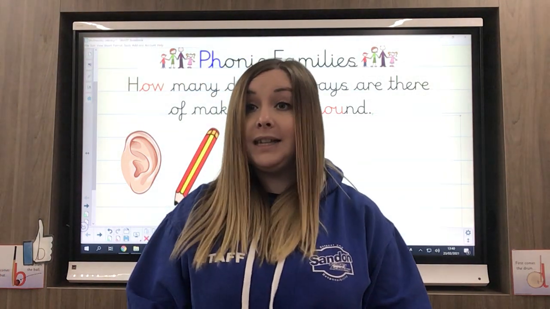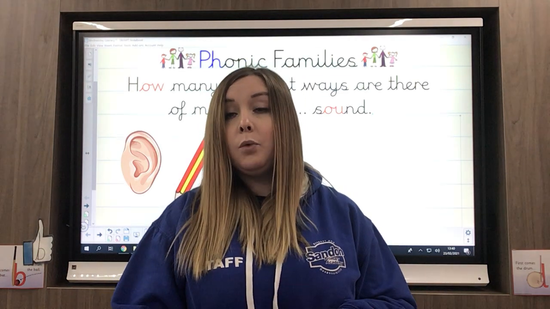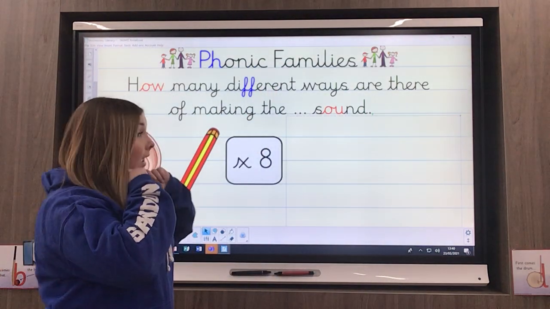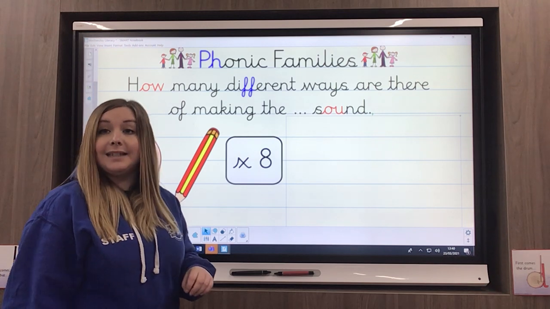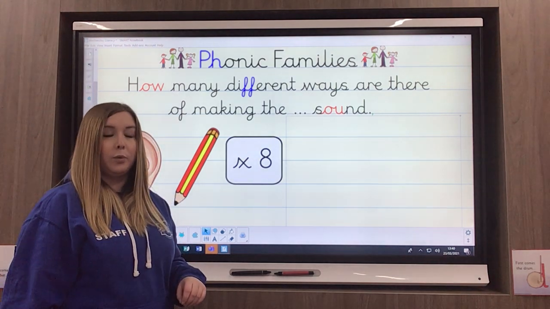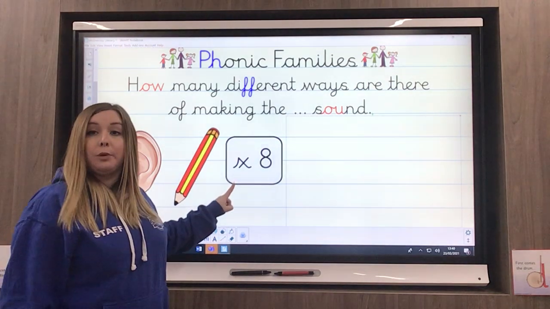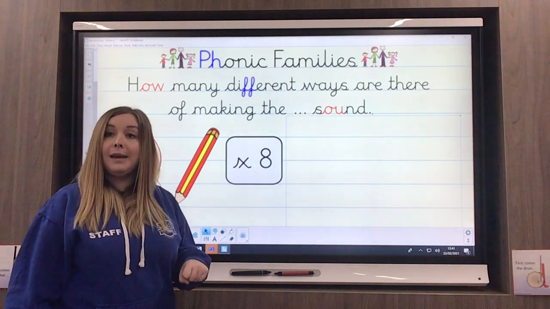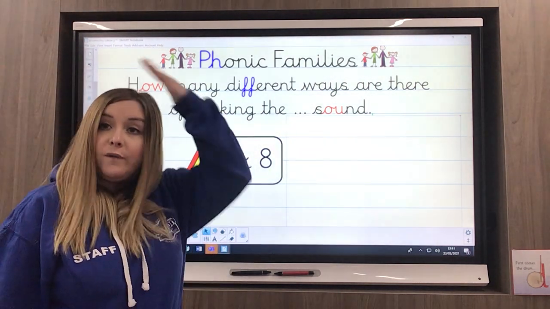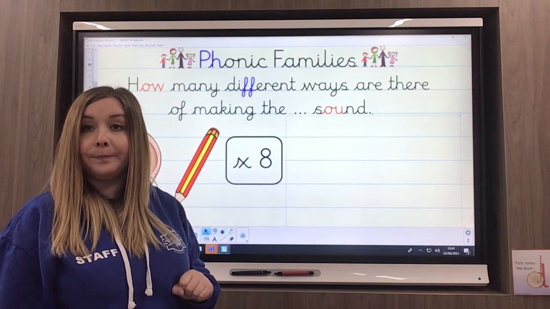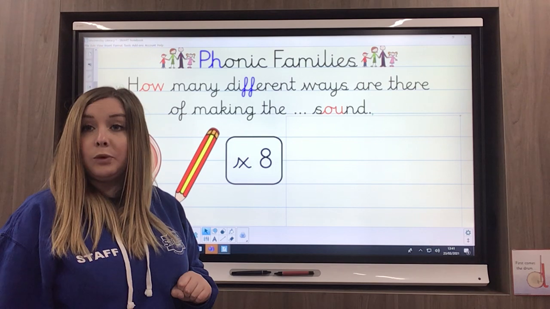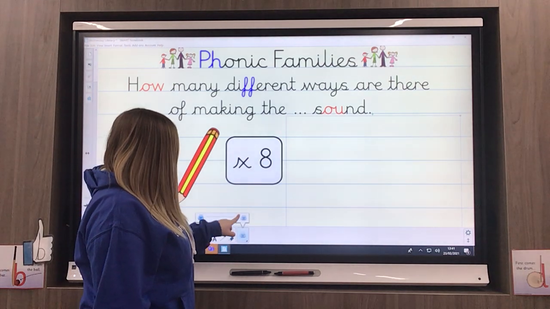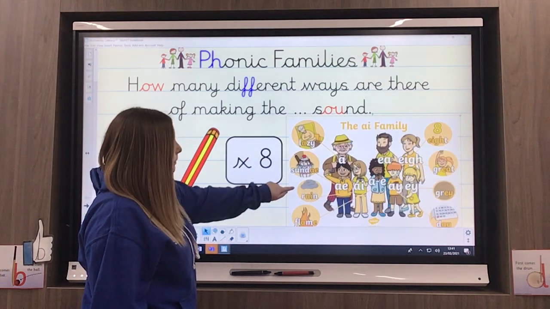Now because it's writing on Wednesday, Thursday and Friday, we're going to start by thinking about our phonics. Okay, so this week we're looking at the A sound. I've told you that there are 8 ways of making the A sound. How many ways can you think of off the top of your head? You might want to write them down. You might want to say them out loud. Let's see how many A sounds we got.